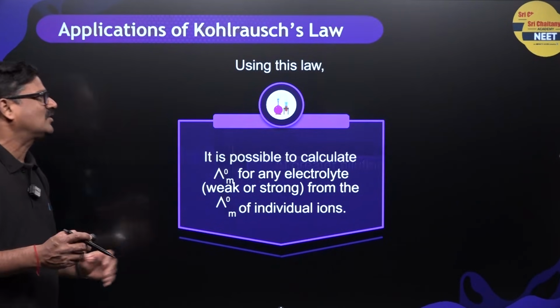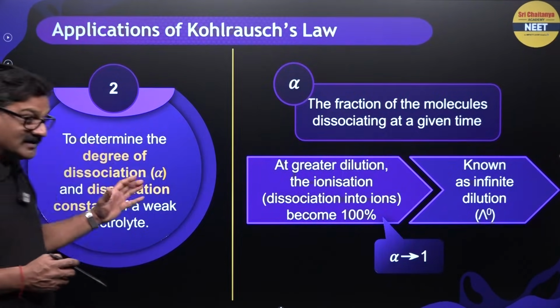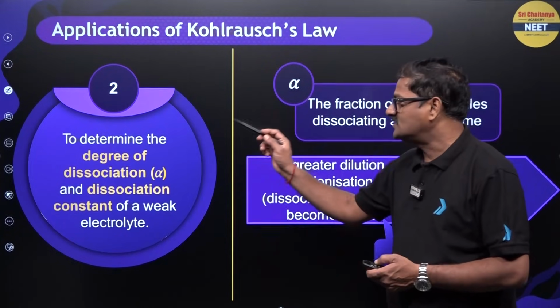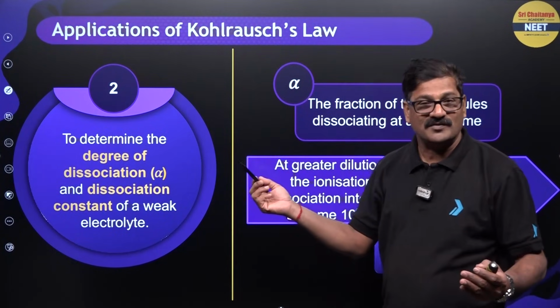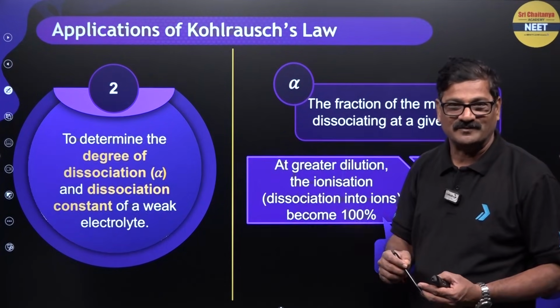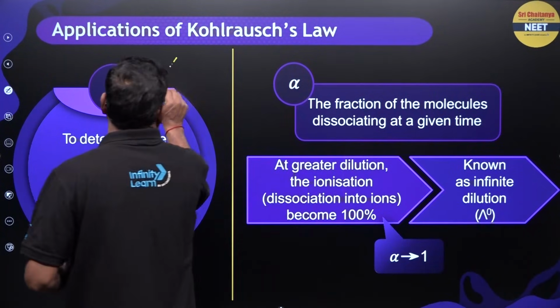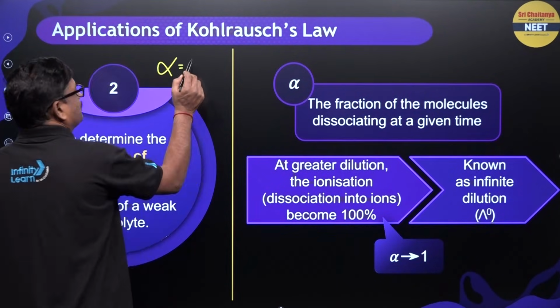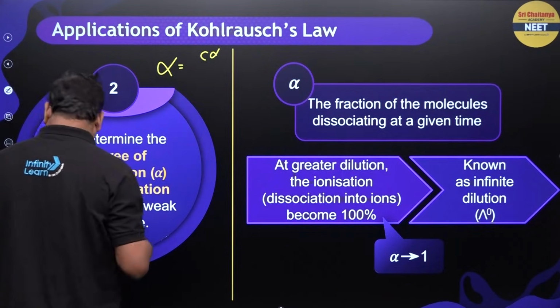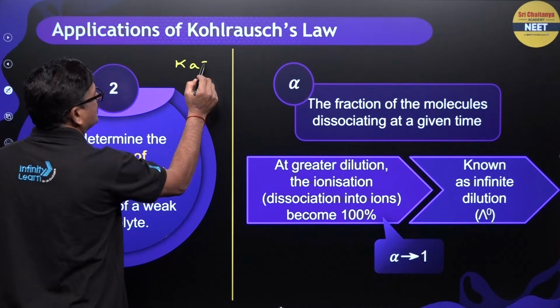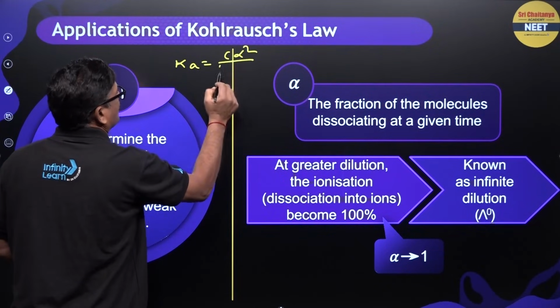So that is the conclusion, and moving ahead, it is the second use of Kohlrausch law, my dear children. It is used to determine the degree of dissociation, that is alpha. And from the Kohlrausch law, how can we do it? So Ka is equal to C alpha square by 1 minus alpha.